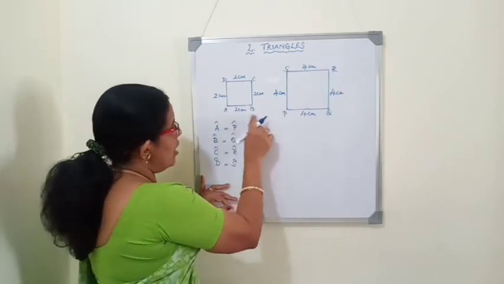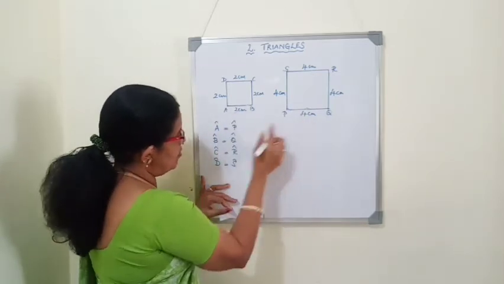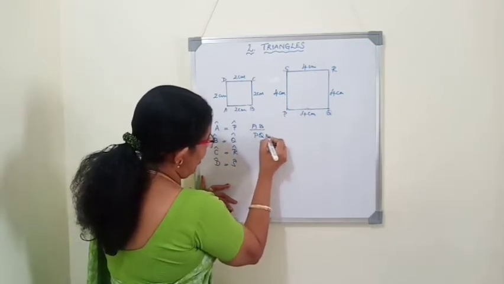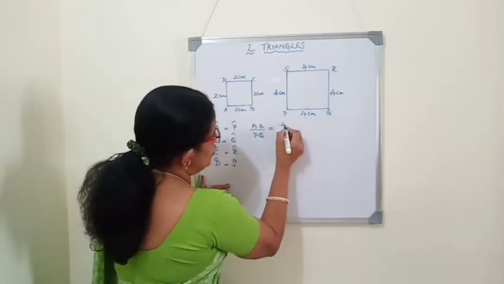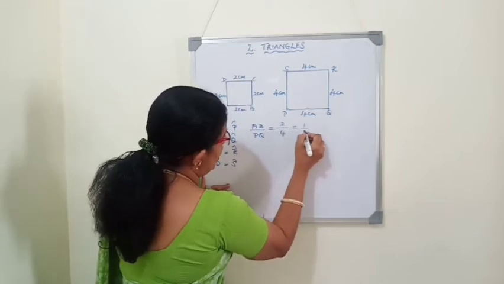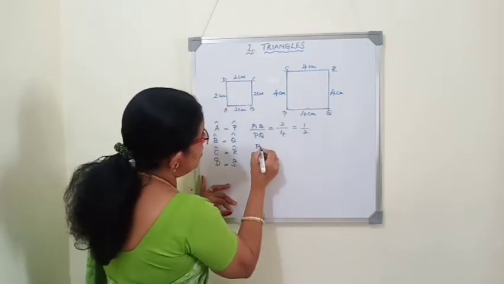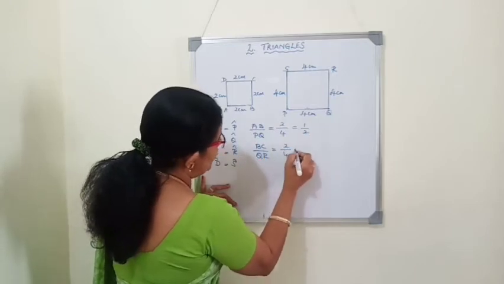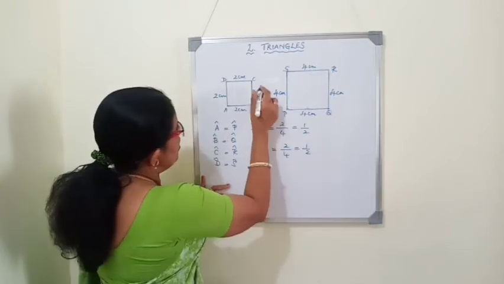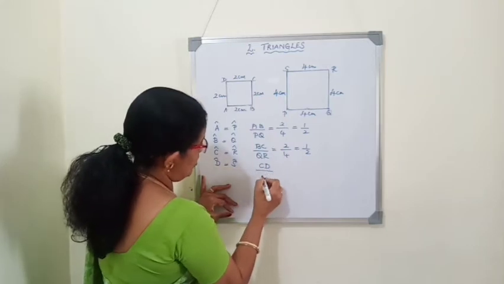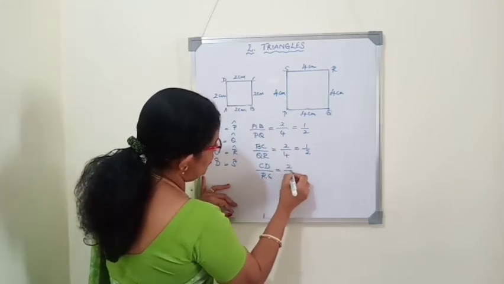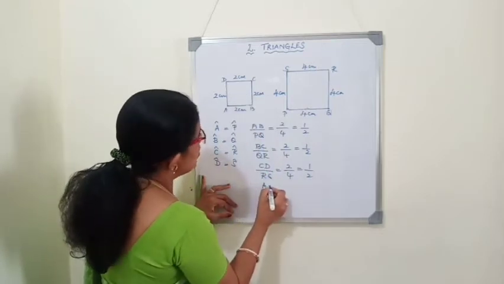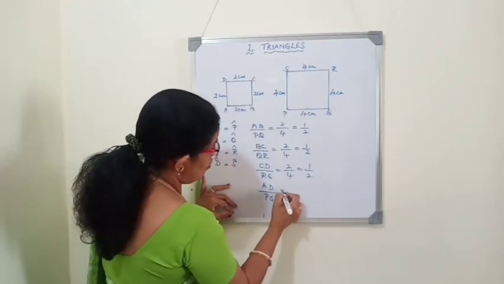That is, corresponding side for AB is PQ. When we find the ratio of the corresponding sides, AB by PQ, it is 2 by 4, that is 1 by 2. Again the next side BC by QR, it is again 2 by 4, it is 1 by 2. Then CD by RS, it is 1 by 2. And the last side AD by PS, that is also 1 by 2.